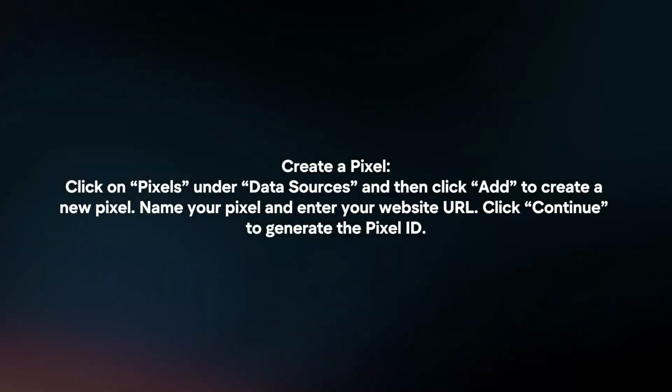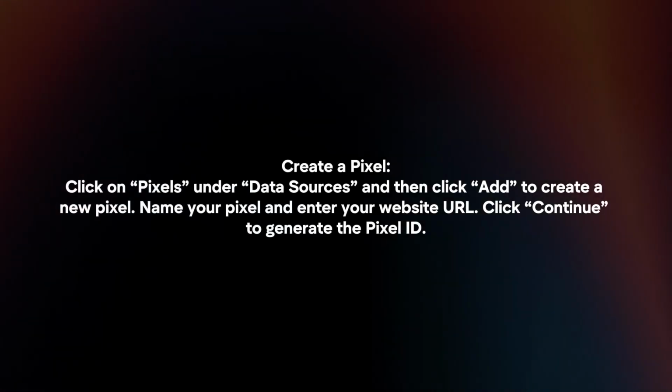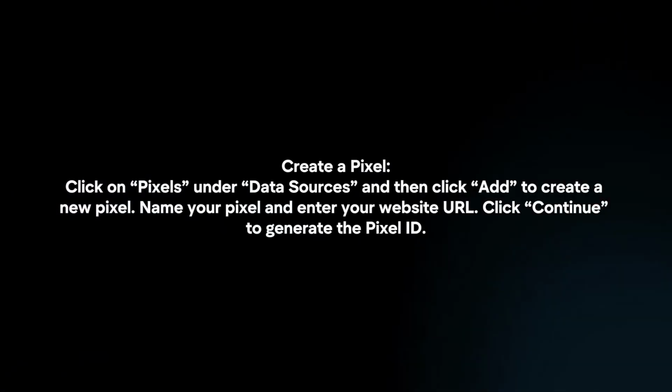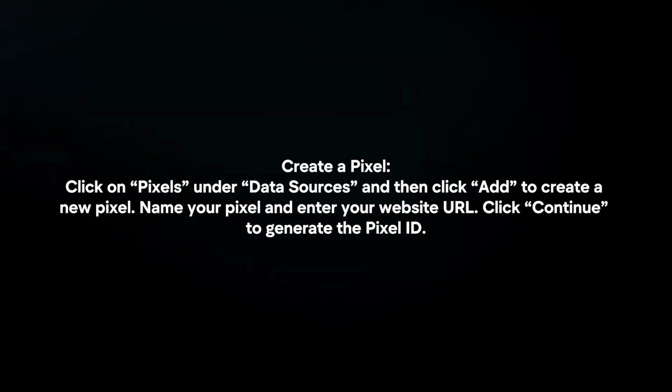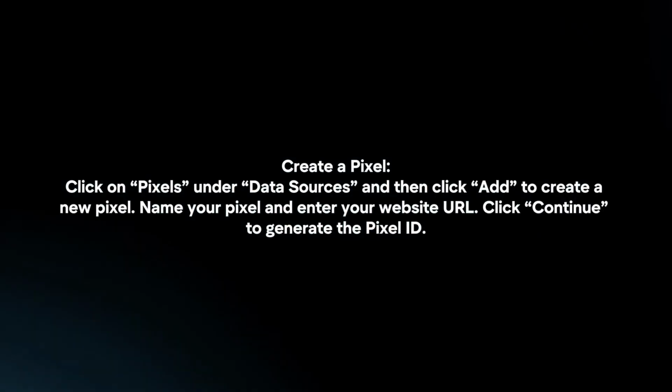Create a pixel. Click on Pixels under Data Sources and then click Add to create a new pixel. Name your pixel and enter your website URL. Click Continue to generate the pixel ID.